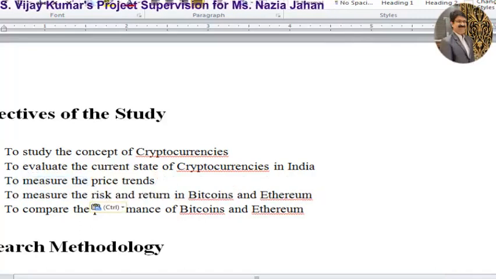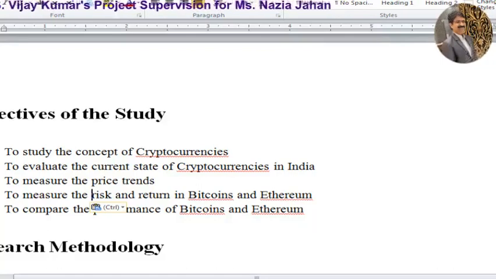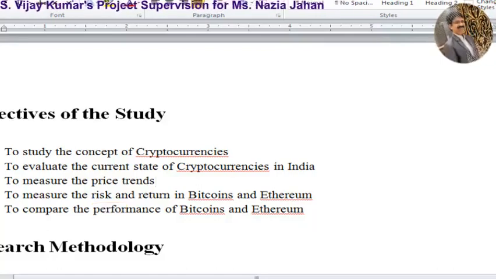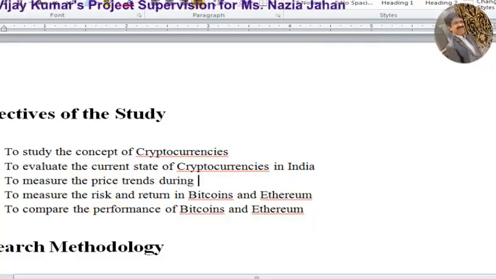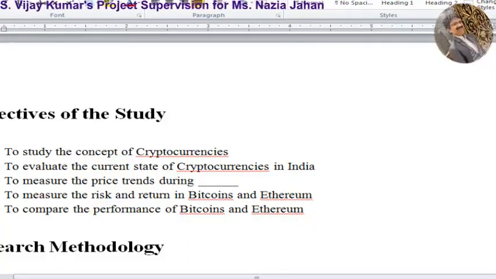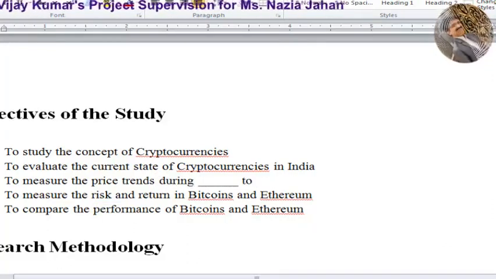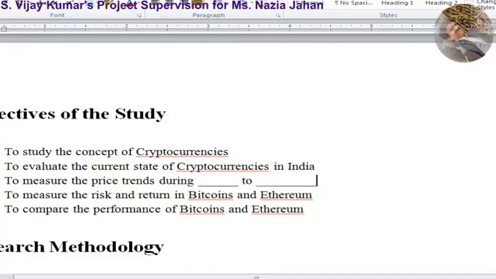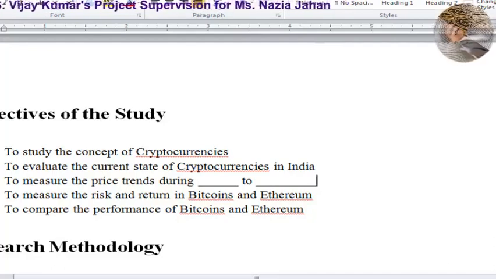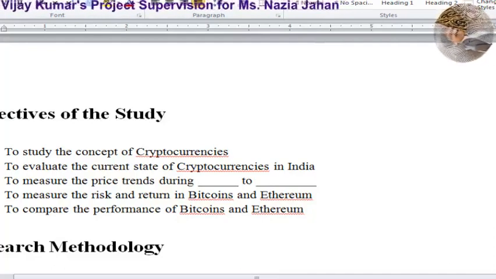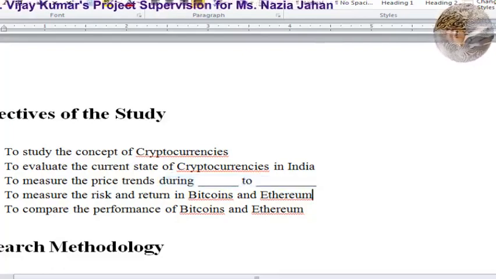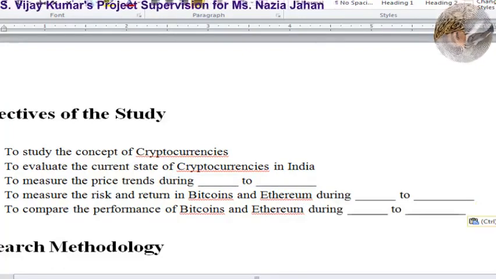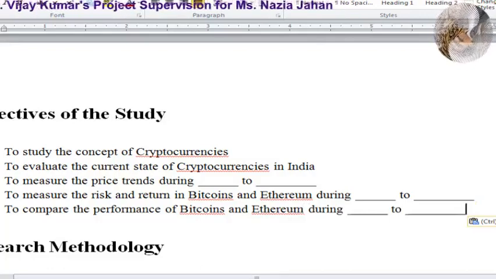You can make it like that: return in Bitcoin and Ethereum, to compare the performance of Bitcoin and Ethereum during, this is very important, 1st April 2016 to 31st March 2022 or 21. The same thing you can write for this also. This will be an added advantage. It will give clarity to compare and measure performance.